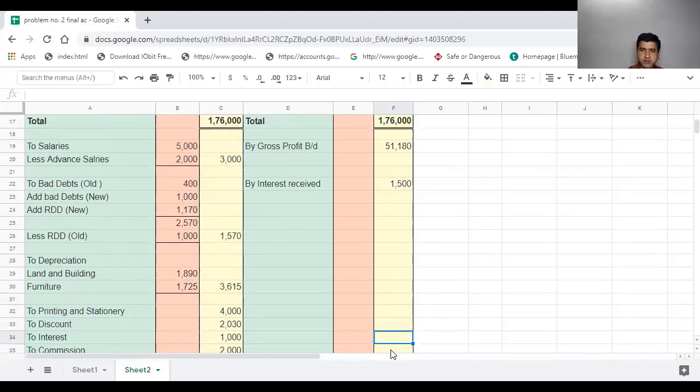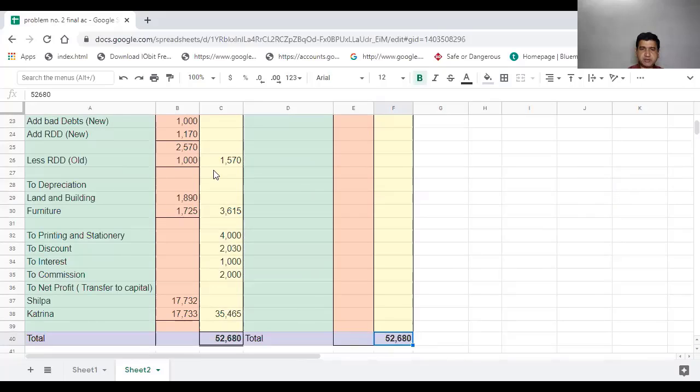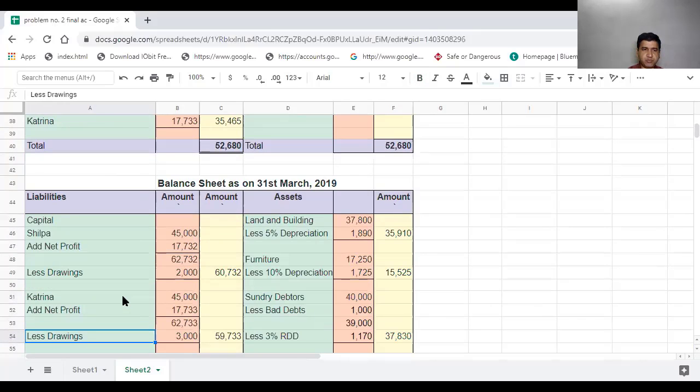After taking the total of credit side and minus the total of debit side, you will get net profit of 35,465. Now the profit sharing ratio for the partners is not given, so both the partners will share the profit equally. Shilpa share 17,732. Katrina share 17,733. This profit goes to balance sheet liability side.